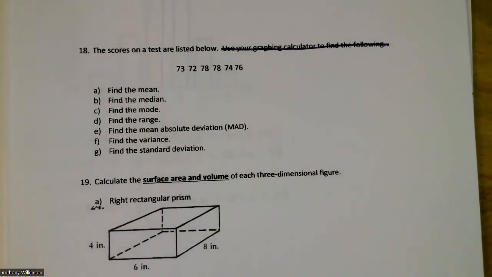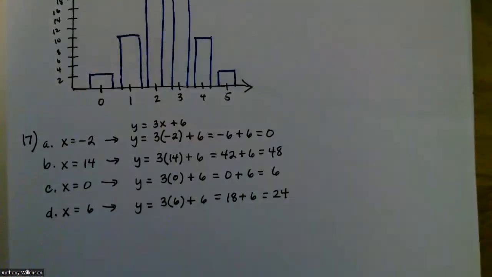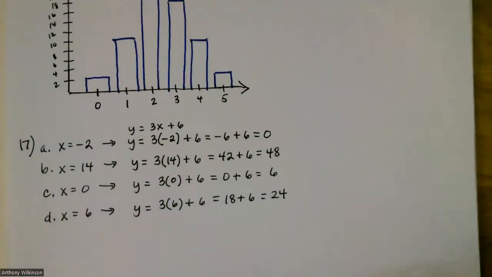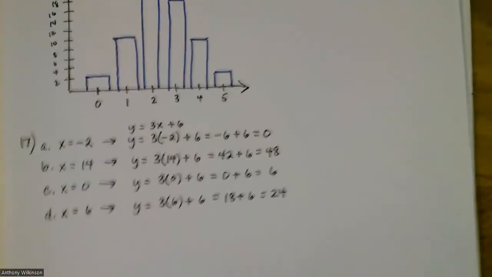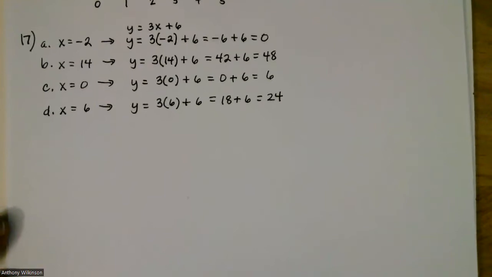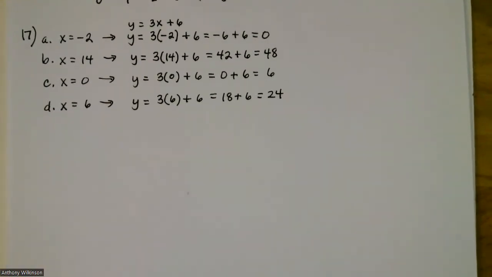And here we got our scores: 73, 72, 78, 78, 74, and 76. And here we're going to find first the mean, then the median, the mode, mid-range, mean absolute deviation, variance, and standard deviation. All right, so we'll start with the mean. And that's just the average of the numbers that are given in that data set.